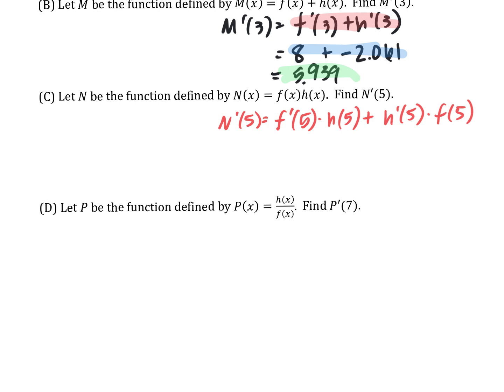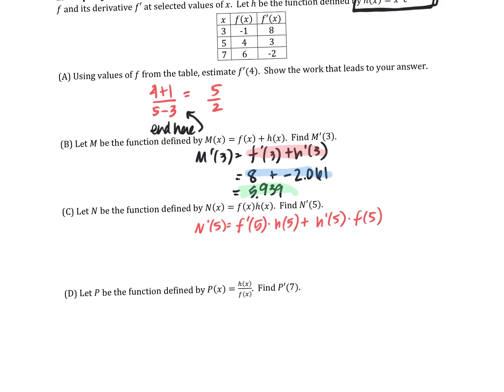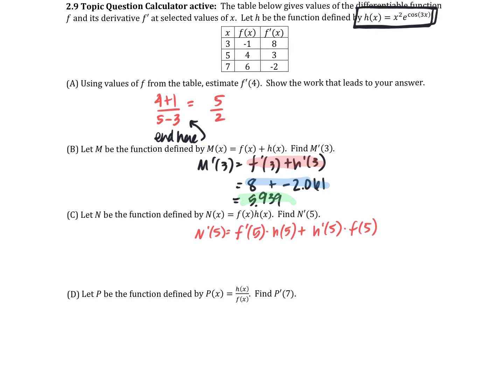I think that step is just helpful because we're about to be doing a lot, so it's good to have this base down. Okay, F prime of 5, is that available from my chart? F prime of 5, I agree, is 3. Do we know what H of 5 is? We can figure it out. Can we just put it in my calculator? Do I need a derivative? Nah. I'm just going to type in 5 squared times e to the cosine of 5 times 3.